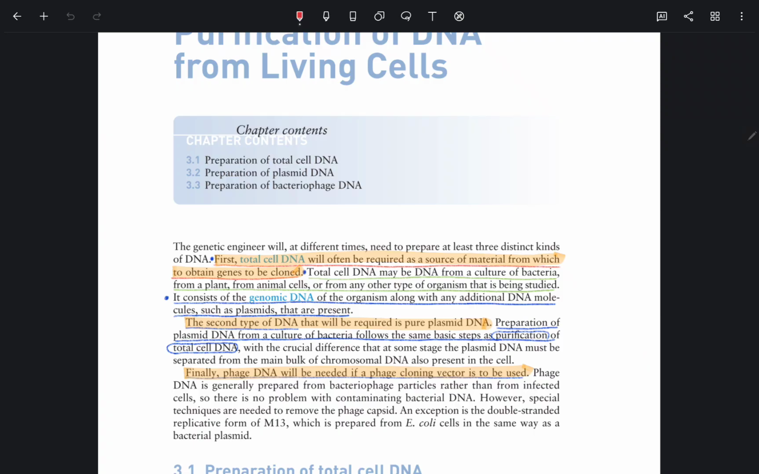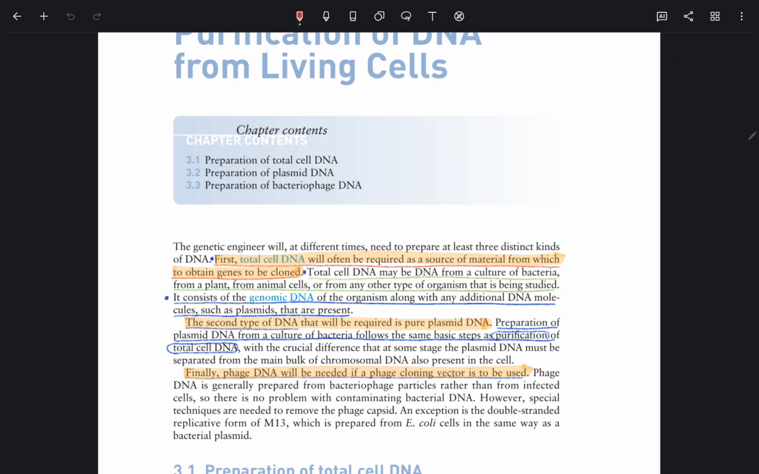First, total cell DNA will often be required as a source of material from which to obtain genes to be cloned. Total cell DNA may be DNA from a culture of bacteria, from plants, from animals, or from any other type of organism that is being studied. It consists of the genomic DNA of the organism along with any additional DNA molecules such as plasmids that are present. The second type of DNA that will be required is pure plasmid DNA.